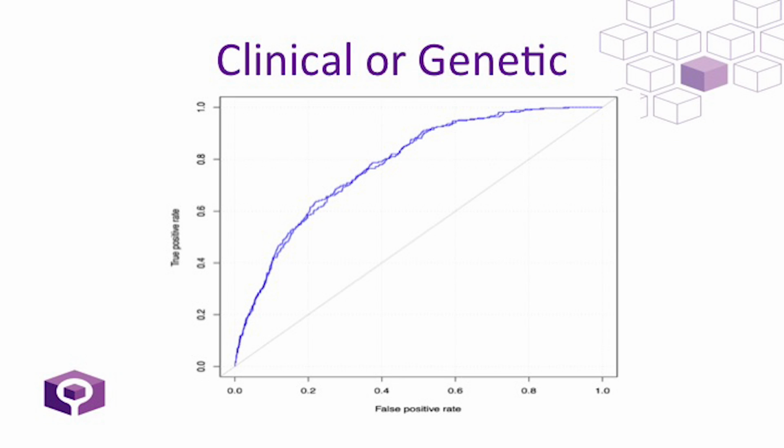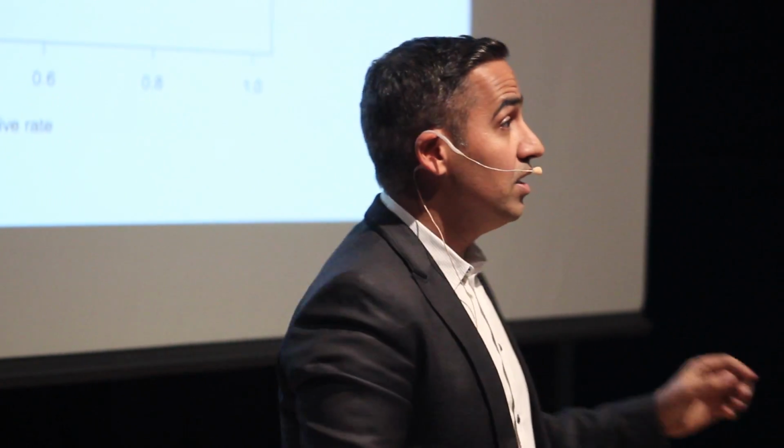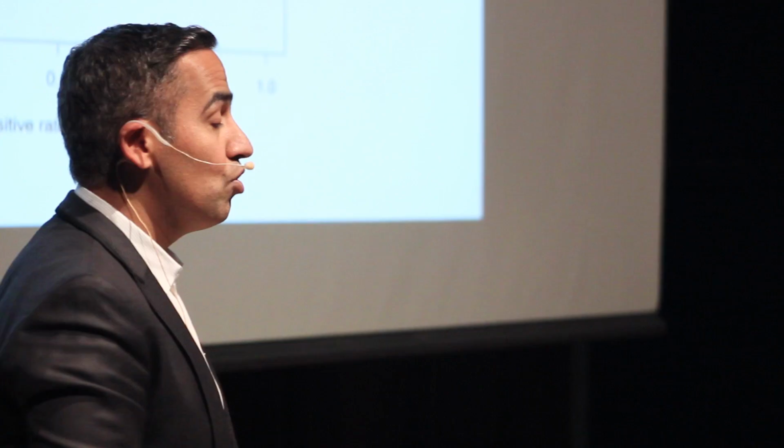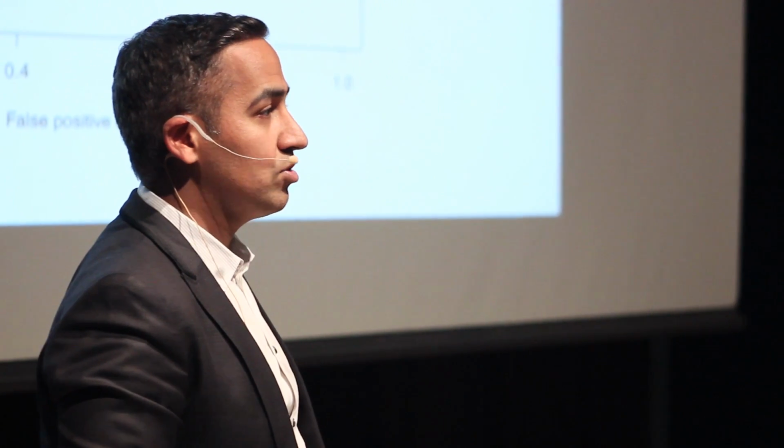These two lines are virtually interchangeable. Believe me, there's two lines there. Those two lines represent the accuracy of the scores. If they were perfectly vertical, that's a perfect score. And if they're totally diagonal, that's a useless score. That's a flip of a coin. So you can see it's somewhere in between diagonal and perfect, but it's no better when you include genetics on top of clinical data.